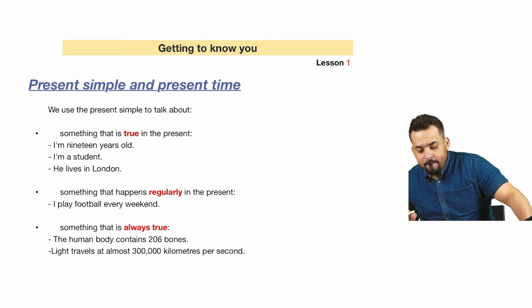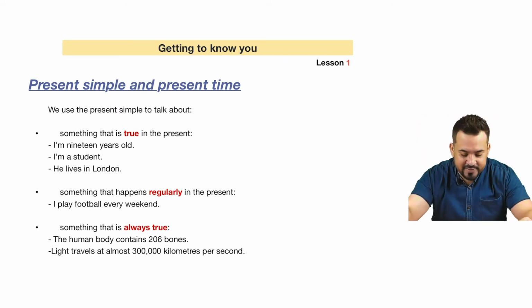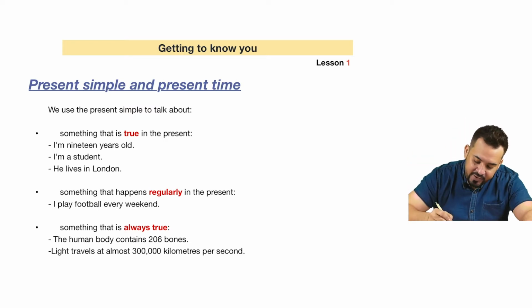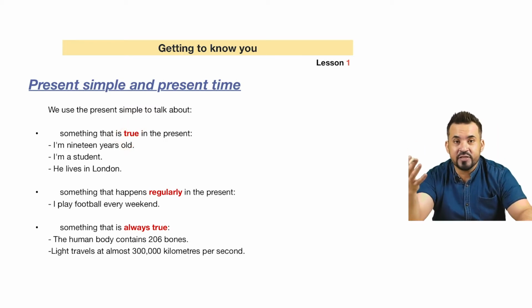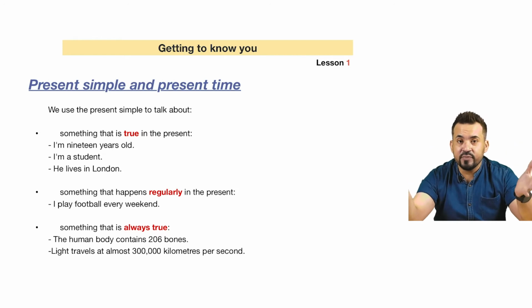Okay, now present simple and present time. We use the present simple to talk about something that is true. Okay, these are the uses of the present simple. We use it to talk about facts, something that is true.